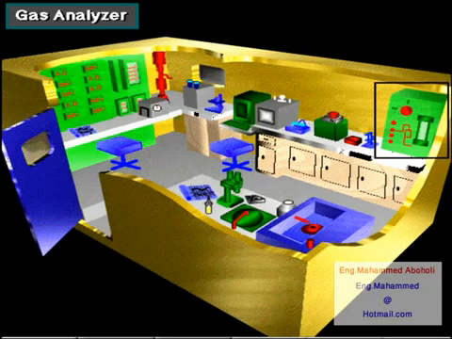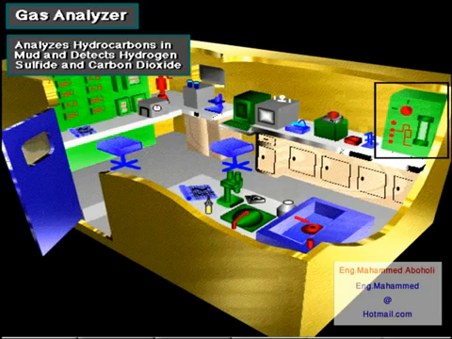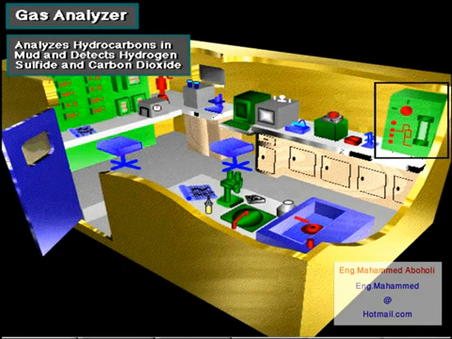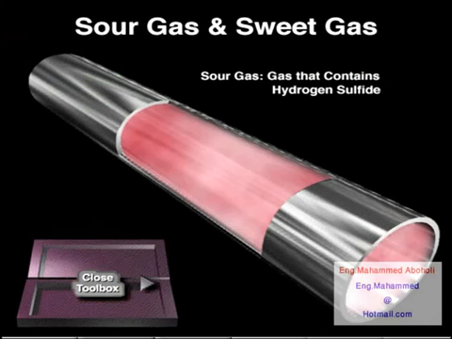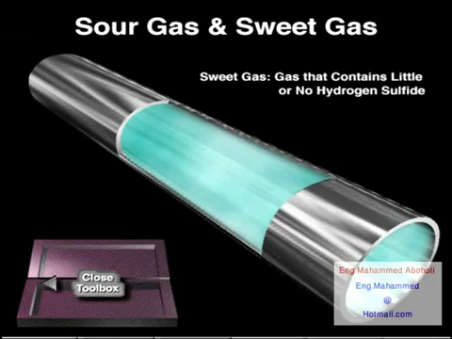Loggers use a gas analyzer to examine samples of gas from the well. Gas analyzers not only indicate what kind of hydrocarbon gases the mud brings up, but also non-hydrocarbon gases, such as hydrogen sulfide and carbon dioxide. Gas that has hydrogen sulfide in it is called sour gas. Gas that contains little or no hydrogen sulfide is called sweet gas.